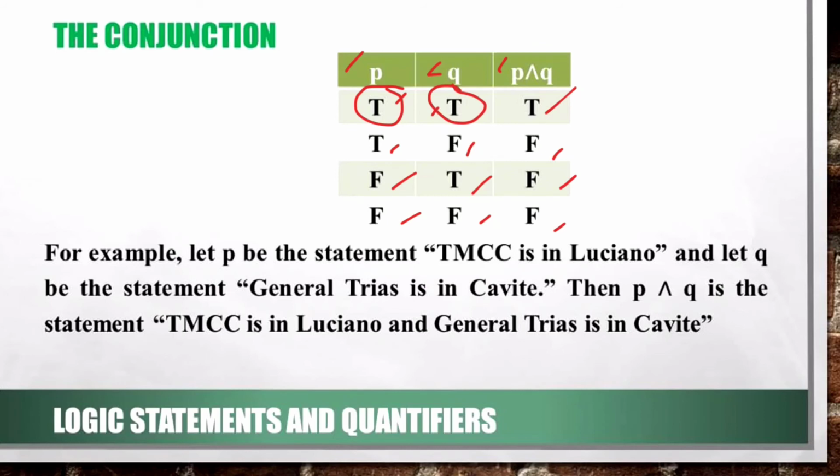So, for example, let P be the statement TMCC is in Luciano, and let Q be the statement General Trias is in Cavite. Then P and Q is the statement TMCC is in Luciano and General Trias is in Cavite. True and true, therefore the compound statement is true. Kasi nga, totoo yung dalawang statements na pinag-combine natin.